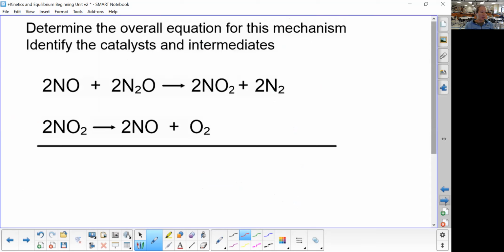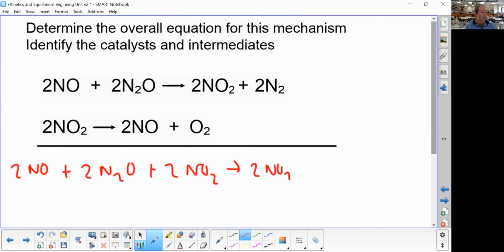So for this, you might be asked to determine the overall equation, identify any catalysts or intermediates. So we'll just add it up kind of like we did Hess's law. So the overall, you've got 2 NOs and lots of nitrogens, oxygens, so just make sure you write them carefully. And you've got 2 N2Os and 2 NO2s on the reactant side. The product side, you've got 2 NO2s, 2 N2s, 2 NOs, and an oxygen.